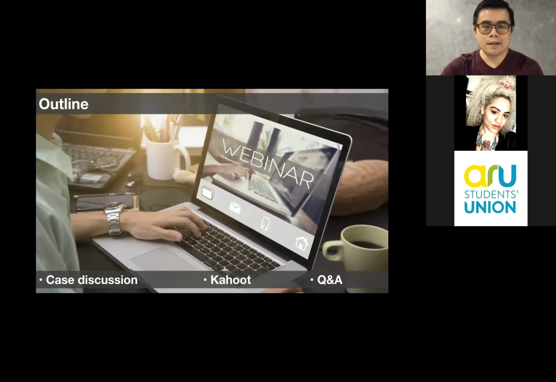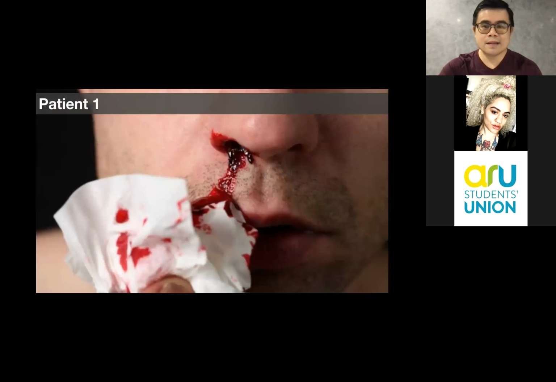So here's how I'm going to run the session. I'll talk about three common ENT scenarios in real life of how we would approach them, but mainly focusing on the practical part instead of the theories. And after that, we'll have a bit of Kahoot session to recap your knowledge and some questions and answers to wrap up the session. So let's get started.